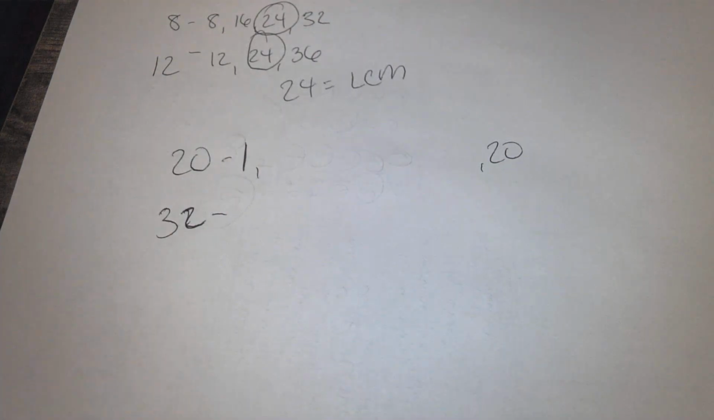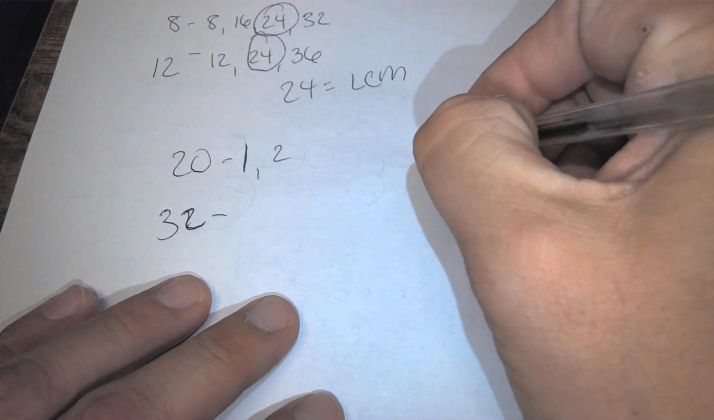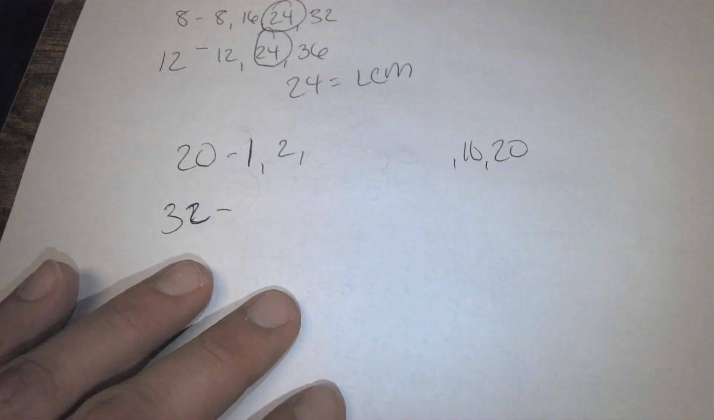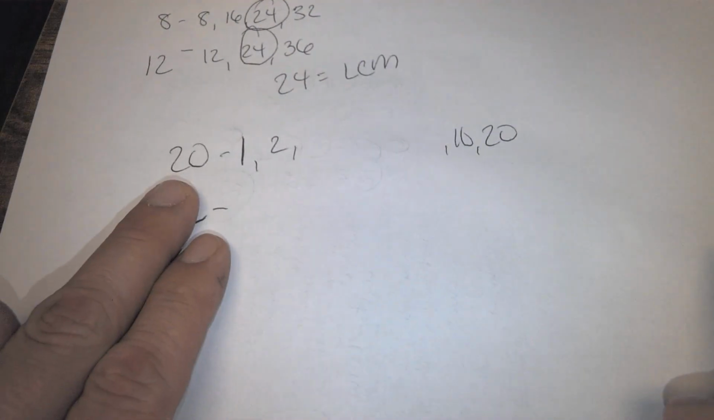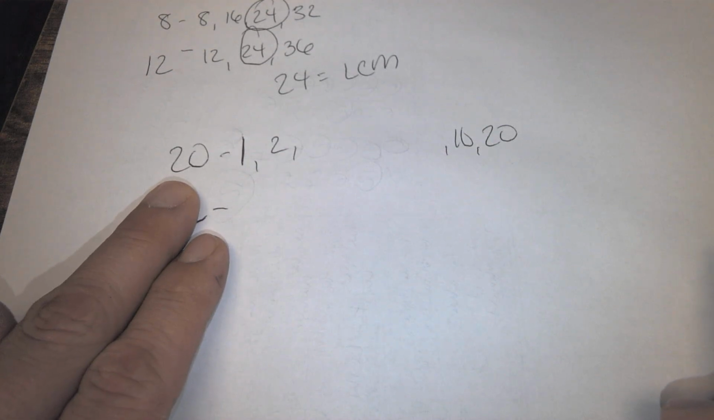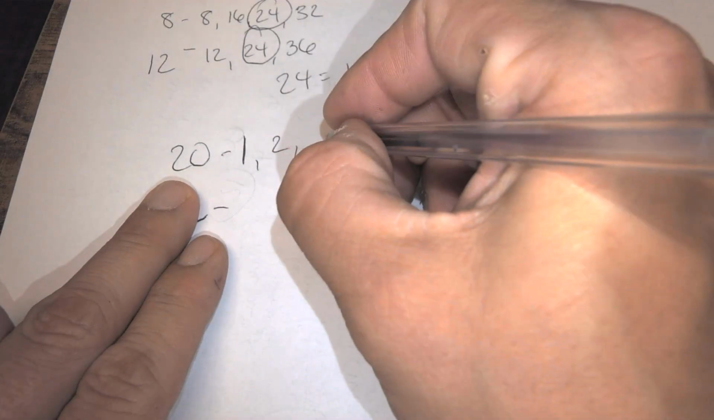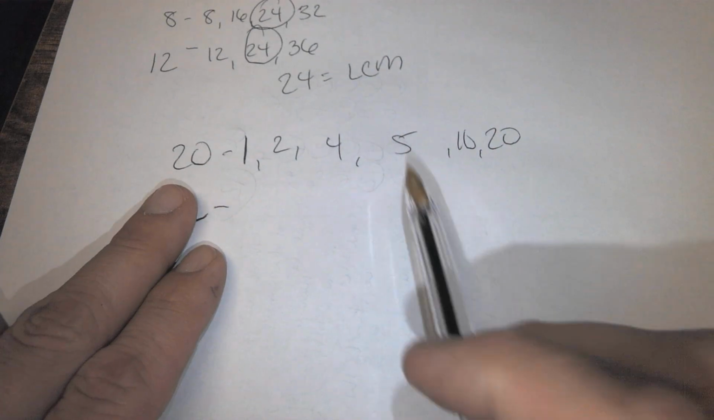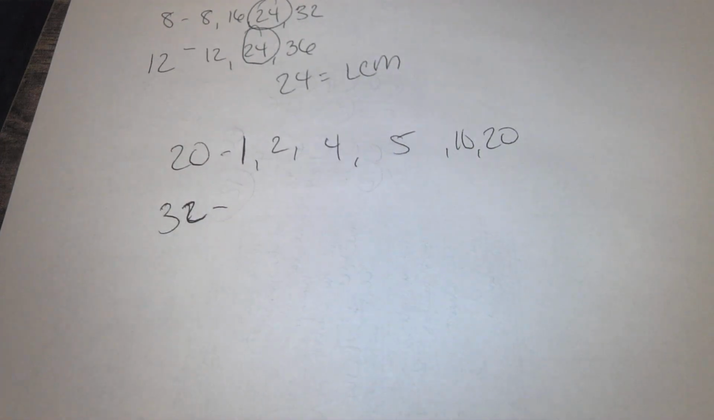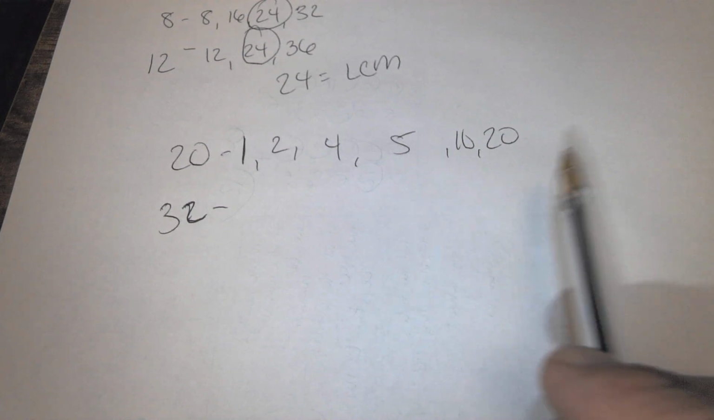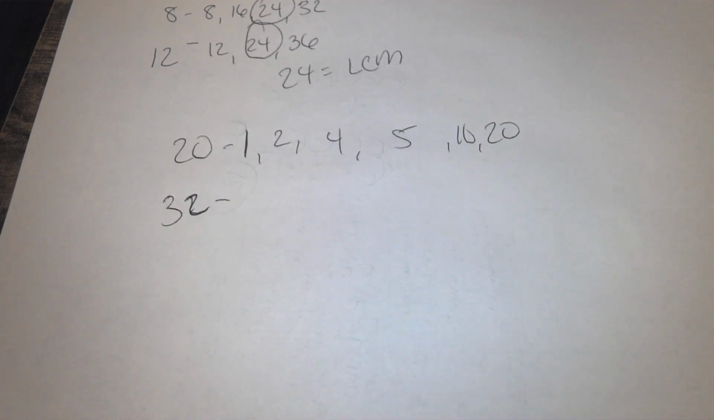Does 2 go into 20? Yeah, 2 times 10. So I just make a list basically in numerical order. Okay, does 3 go into 20? No, so we skip it. Does 4? Yeah, 4 times 5. Now, we're back up to this 5, so we've basically completed our list. Because 6 doesn't go into it, 7 doesn't go into it, 8 or 9, and we're back at 10. So you're done. 20's done.